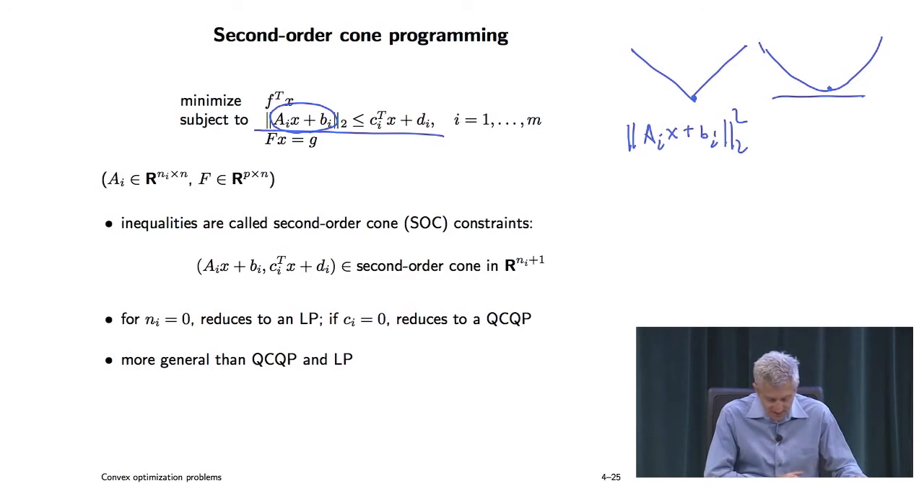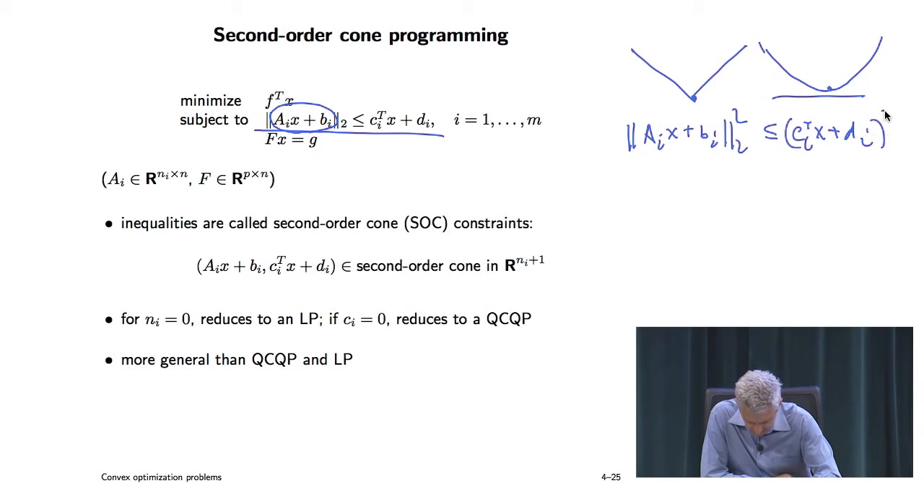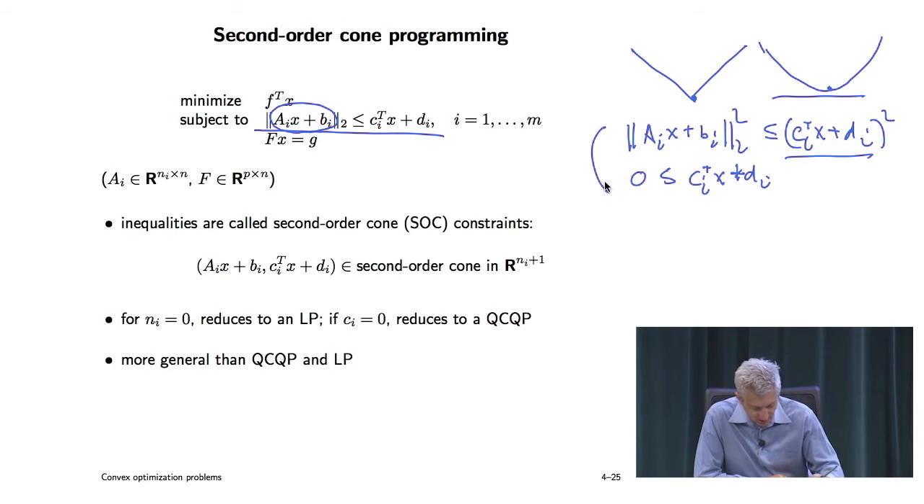You can take gradients, derivatives, whatever you like. So you look at this thing and you say, well, you know what I'm going to do? I'm going to square it because it's irritating me. So you'll square it, and you'll get this, CI transpose X plus DI, squared. Now this is not the same as that, because we have to add the constraint CI transpose X plus DI is bigger than or equal to 0. These two together are exactly the same as that constraint there.